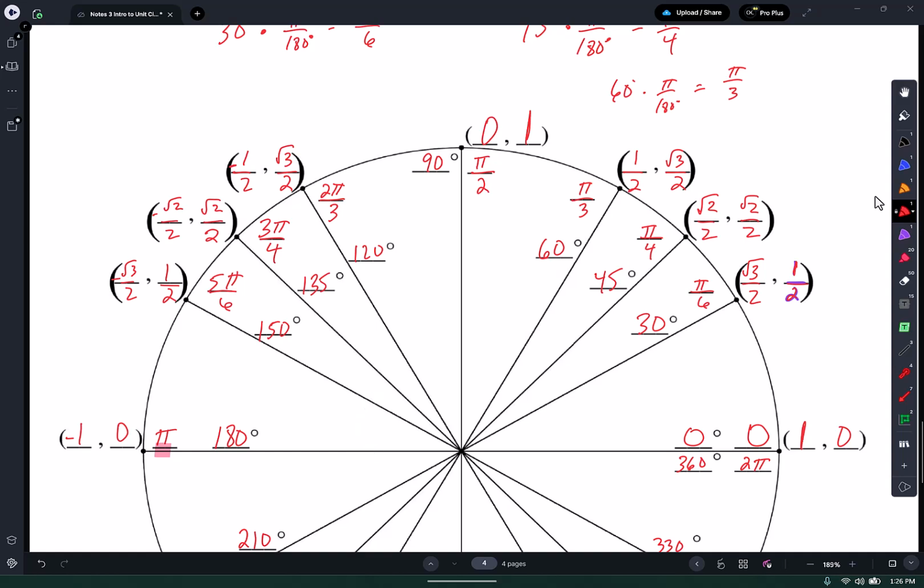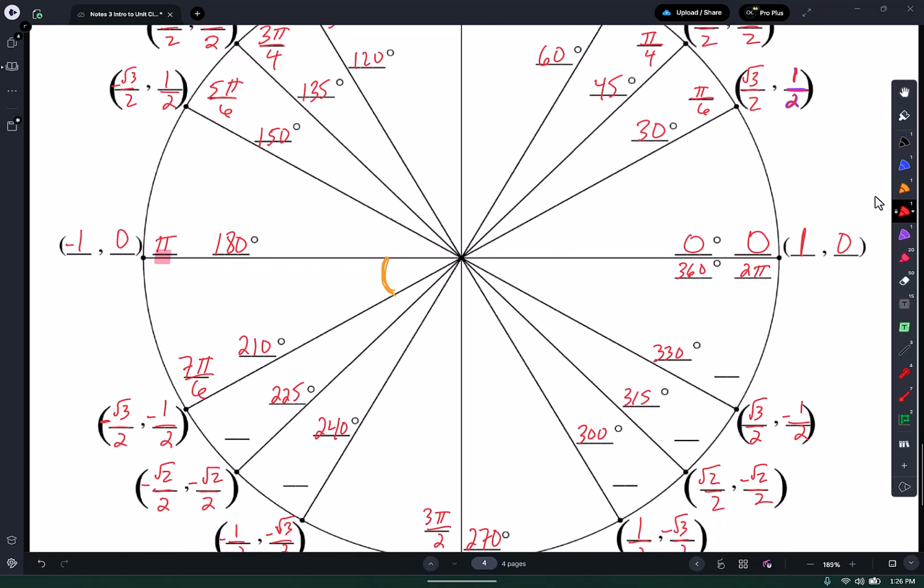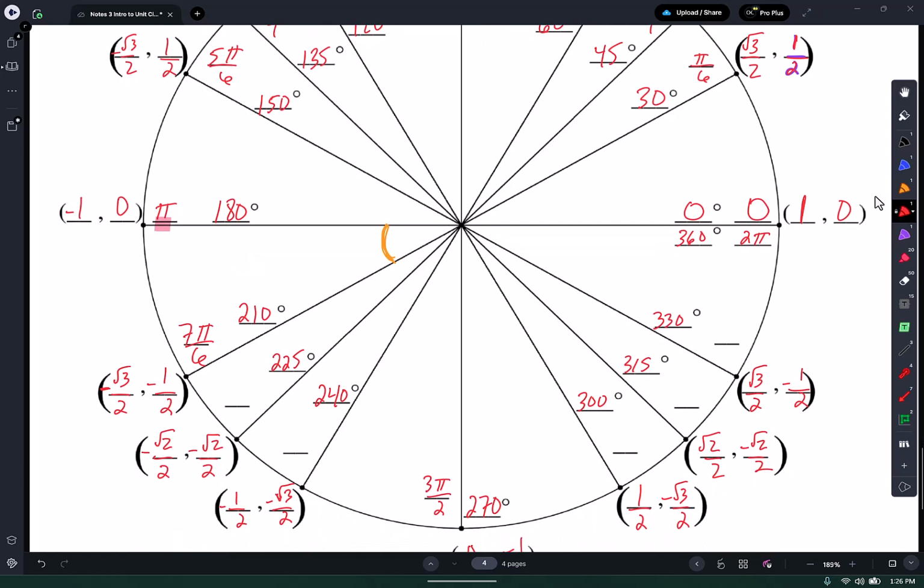Okay, same logic again. We're going to continue with that pattern because I think we're onto something. This gap right there, that is a pi over 6. So I went a whole pi plus 1/6 pi. What do you think that is? 7 pi over 6. Perfect. 7 pi over 6. Look at you guys being nerds.